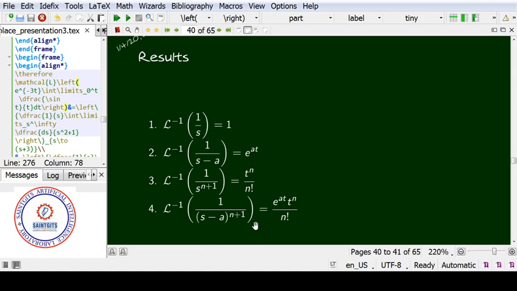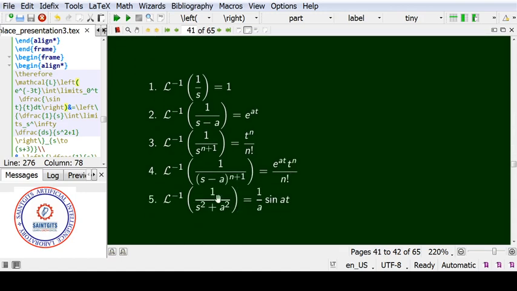Next result is L inverse of 1 by, in the place of s I have s minus a. S is changed to s minus a whenever there is a multiplication by e raised to at. So it is s minus a. So e raised to at into, the effect of a is disappeared. So 1 by s raised to n plus 1 leads to the inverse t raised to n by n factorial, like that.